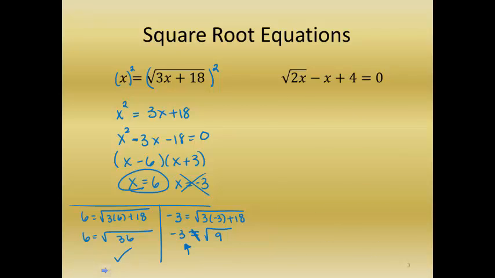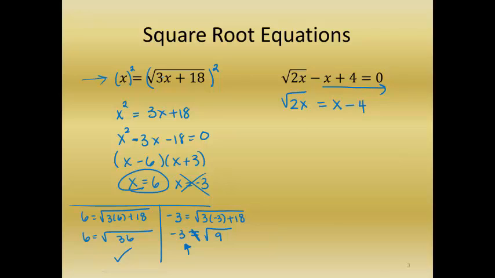For this one, while they look very similar, I end up with two terms on the outside, whereas on the first example I only had one term on the outside. So we use a slightly different strategy just to get started. Then we'll proceed the same way. That is that I want the radical to be by itself. So I'm going to add the x to the other side and subtract the 4 to the other side. That is moving these two terms that way.